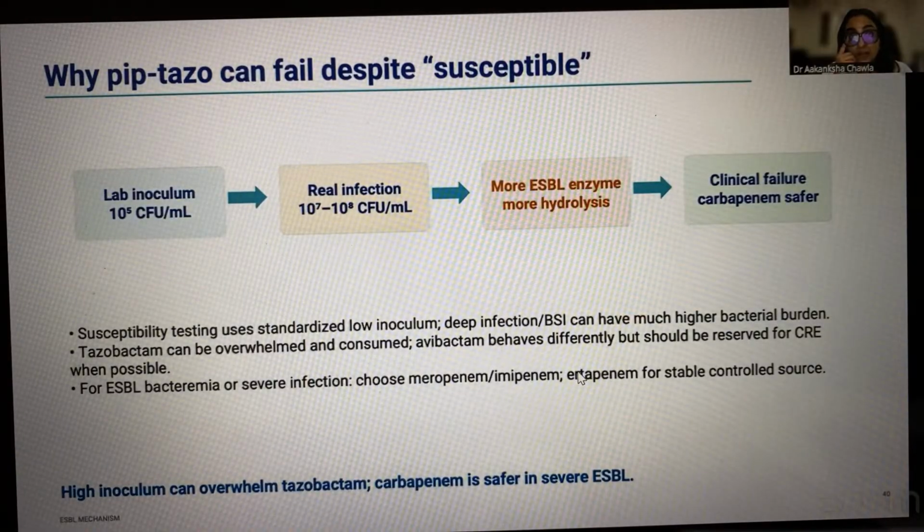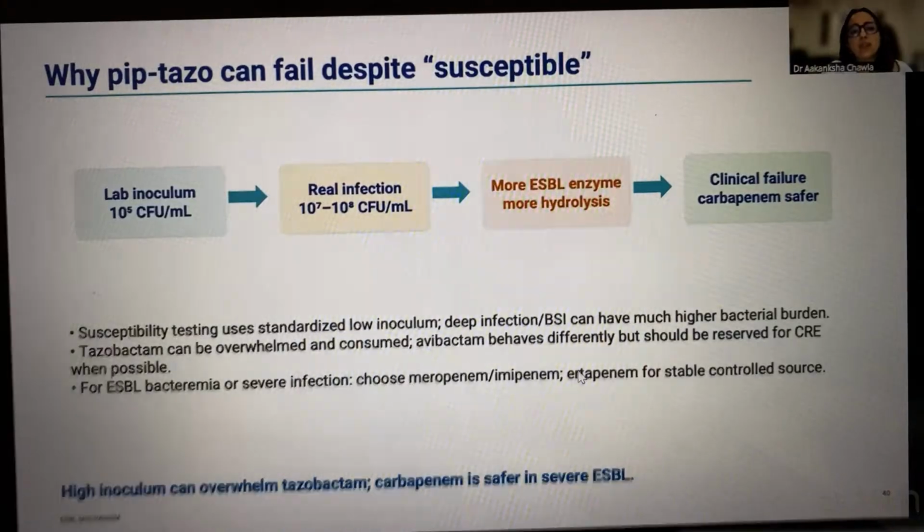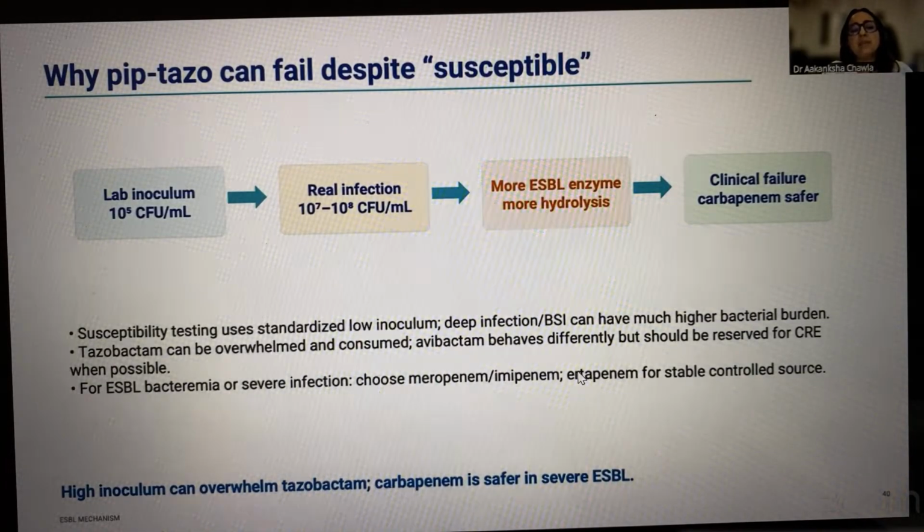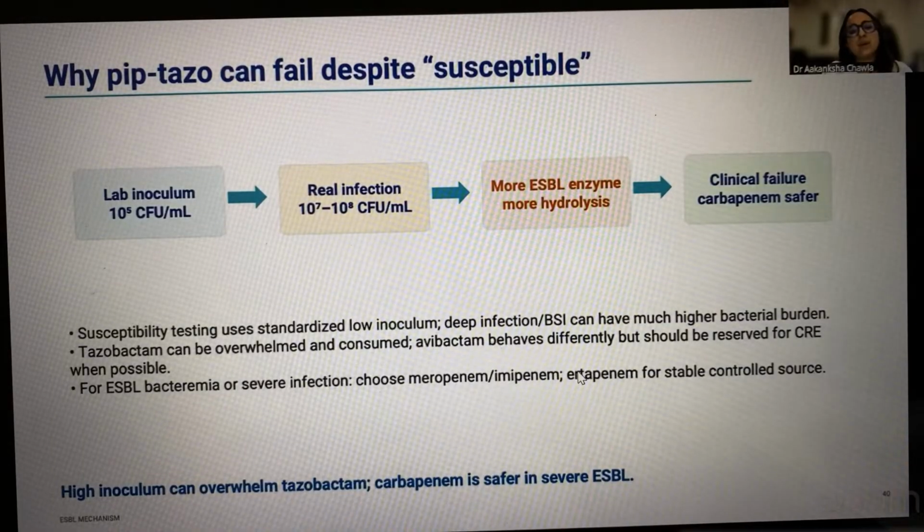Why did piperacillin-tazobactam fail despite it being susceptible on the report? Because susceptibility testing uses a low standardized inoculum, and deep-seated infections or bloodstream infections have a much higher bacterial burden. So for ESBL bacteremia or severe infection, you must choose from meropenem, imipenem, and ertapenem if the patient is stable and the source is controlled.